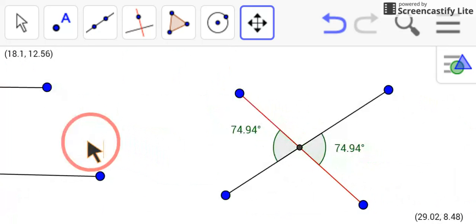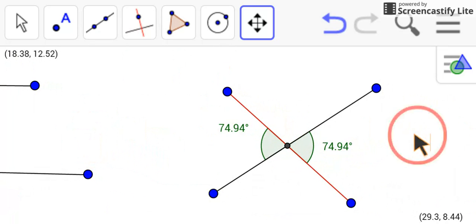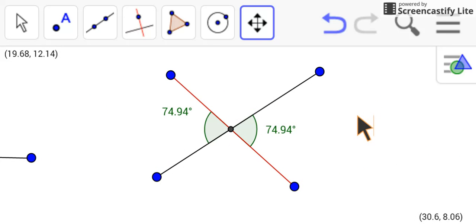Next we have our vertical angles. They're two angles opposite each other when two lines cross, and these are congruent because they do have the same measurement. And these would also be like one here and here. Those would also be vertical angles, and they would also be congruent.